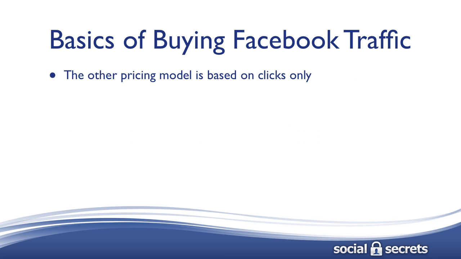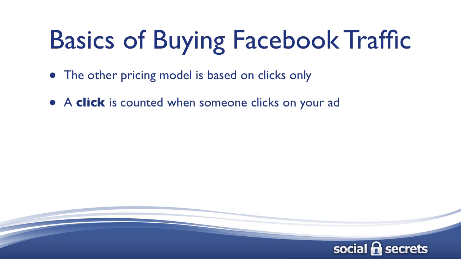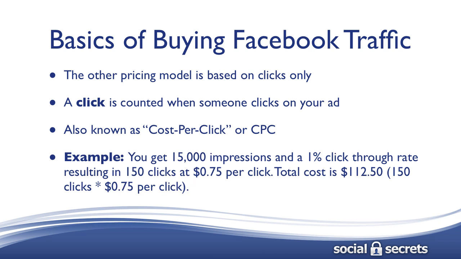The other pricing model is based on clicks. A click is counted when someone clicks your ad. Pretty basic. Now, depending on the type of ad you're running, it could be they click on your image, they click on your title, or they click on a link in your ad. Any of that sort of stuff, Facebook will be counting as a click. This is also known as cost per click or CPC.